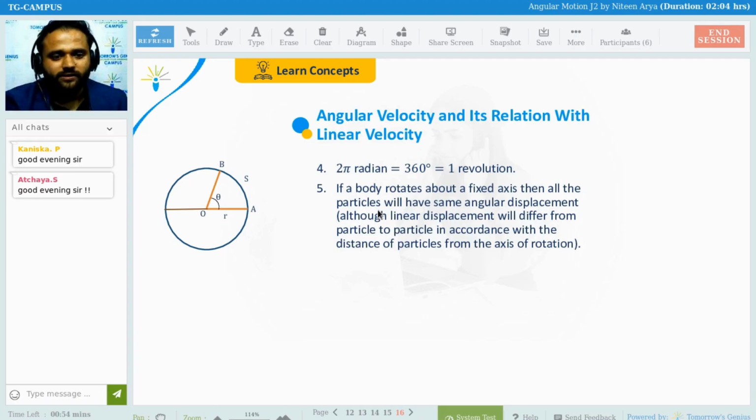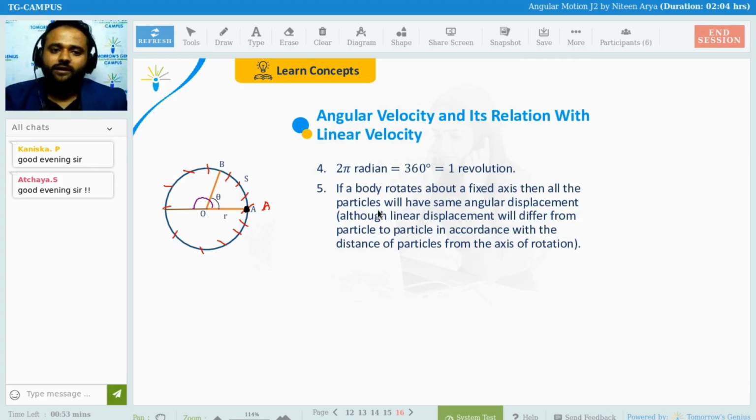Alright, so what is one revolution? Or 2 pi radian is 360 degree. As you know, pi is basically 180 degree, right? So one revolution means if we start at A and go in this way, anti-clockwise obviously, and come back to the initial point A. Got it? Again at A. So we can make one complete revolution or one complete full circle.